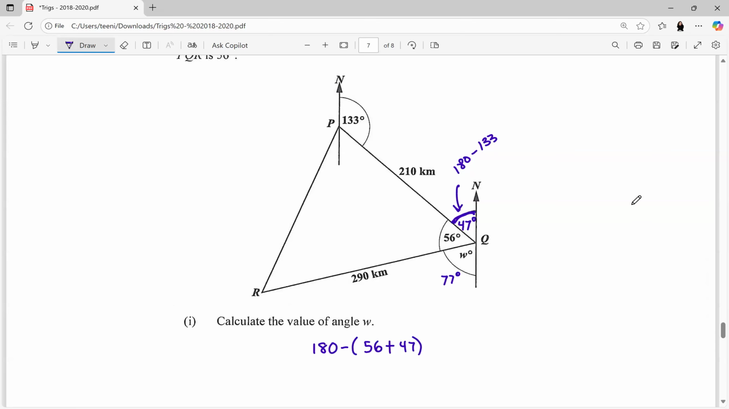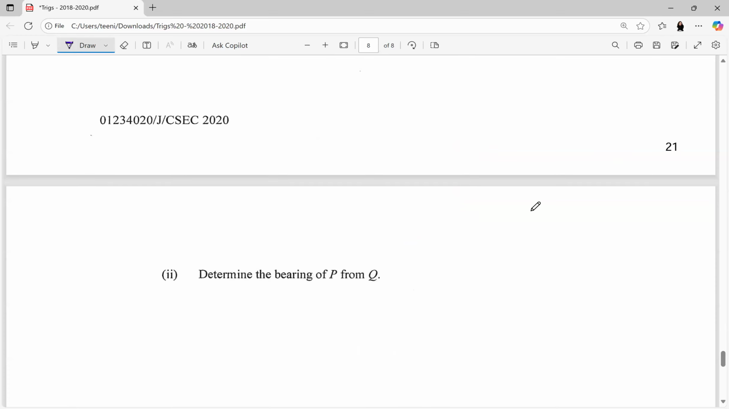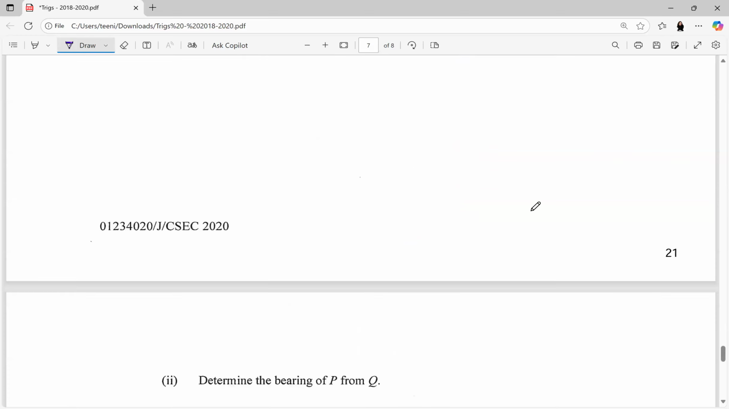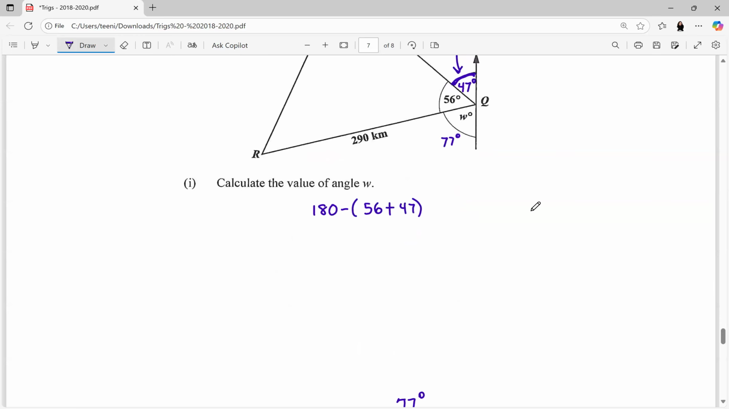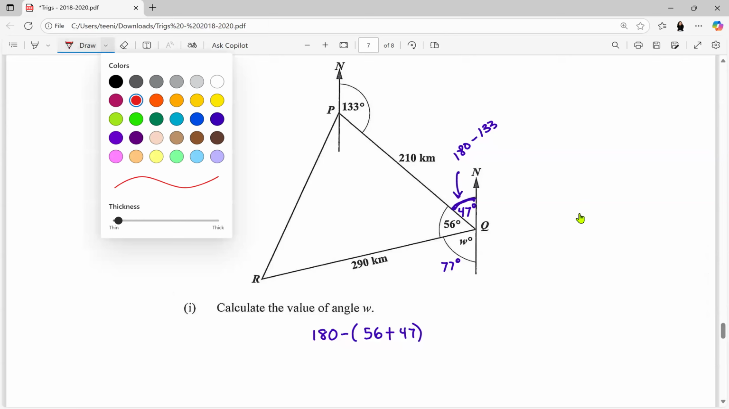All right. And now determine the bearing of P from Q. Okay, so P from Q means that we will be starting at Q, right? And the bearing of P from Q will be this entire angle from the north. Remember, bearings, guys, are always clockwise. So the bearing of P from Q.